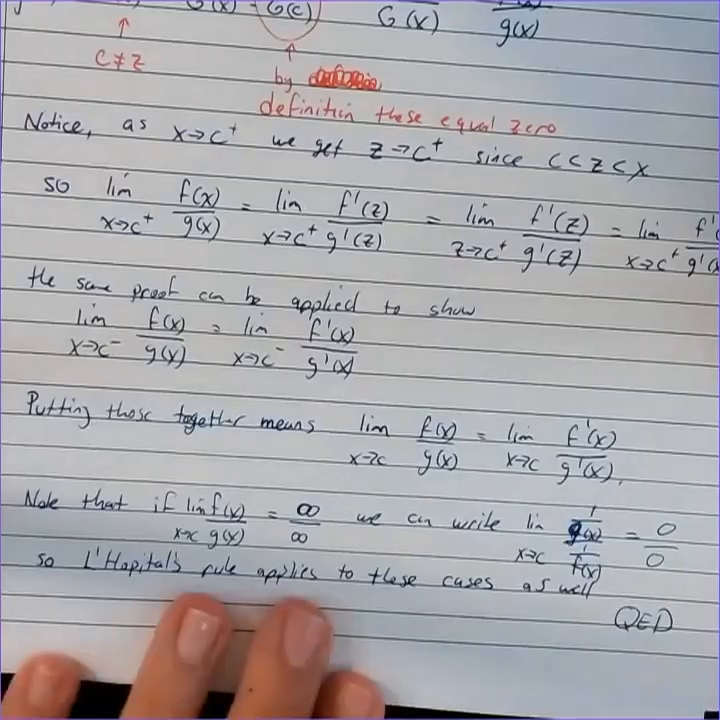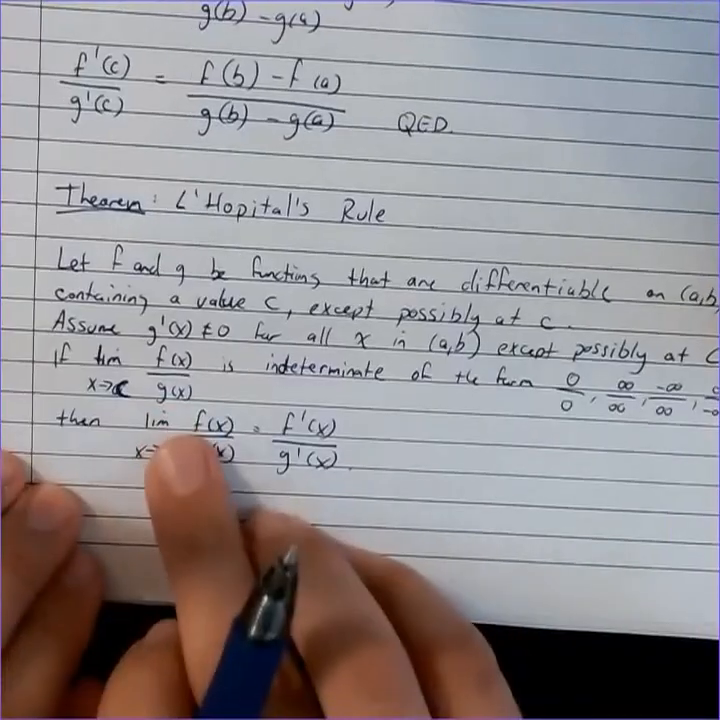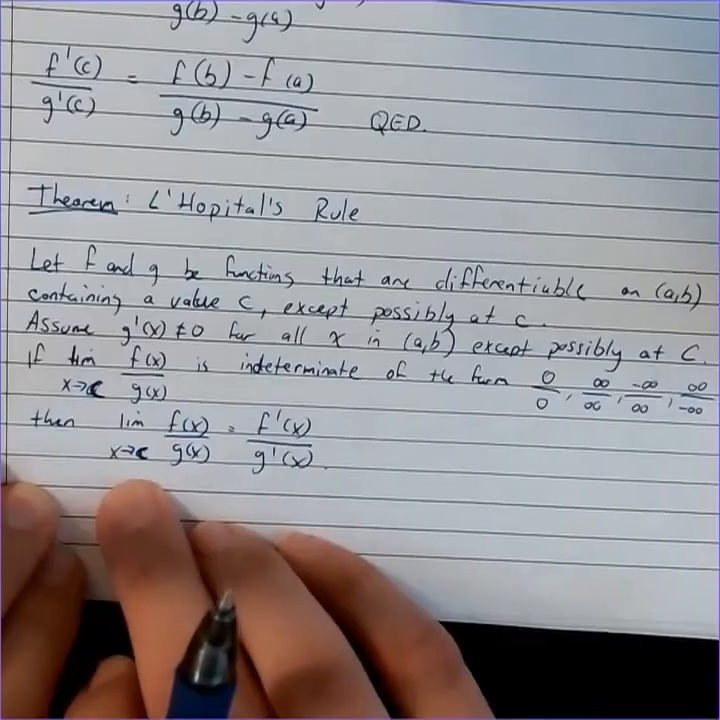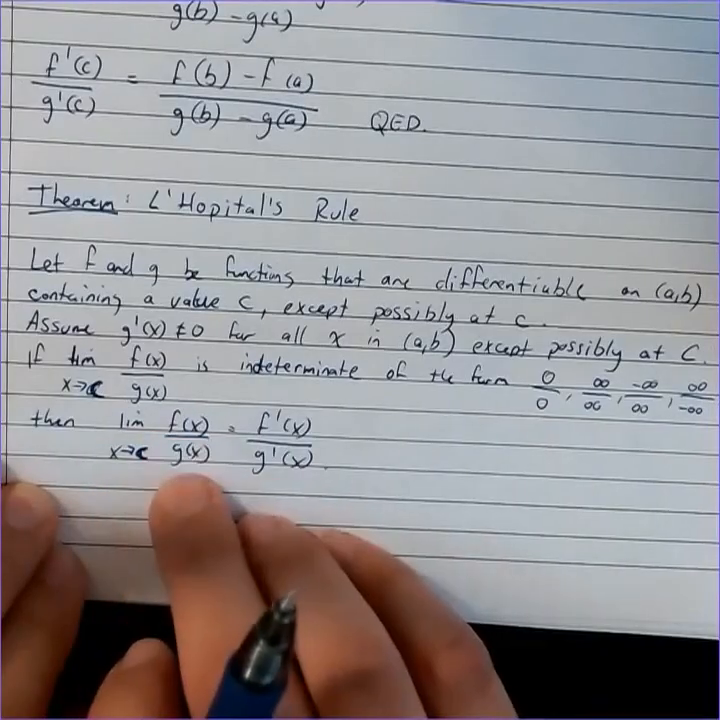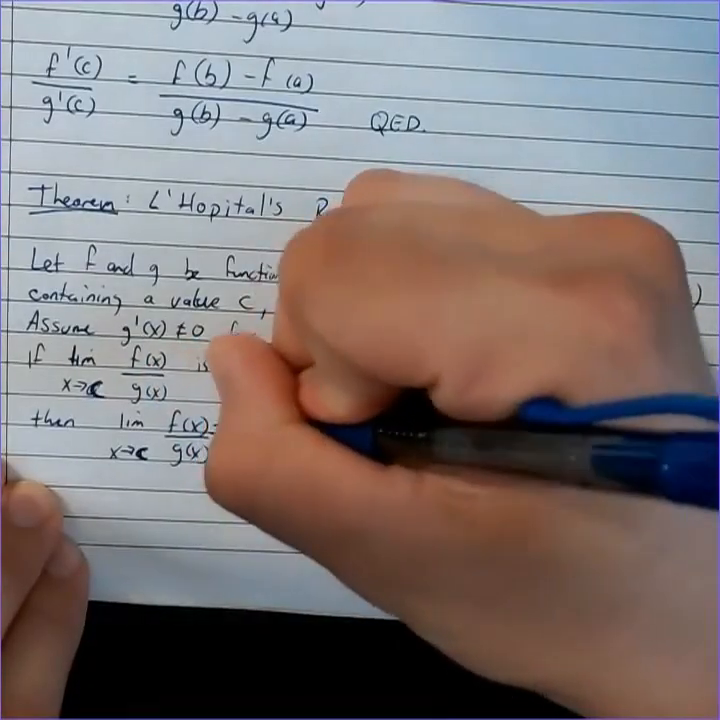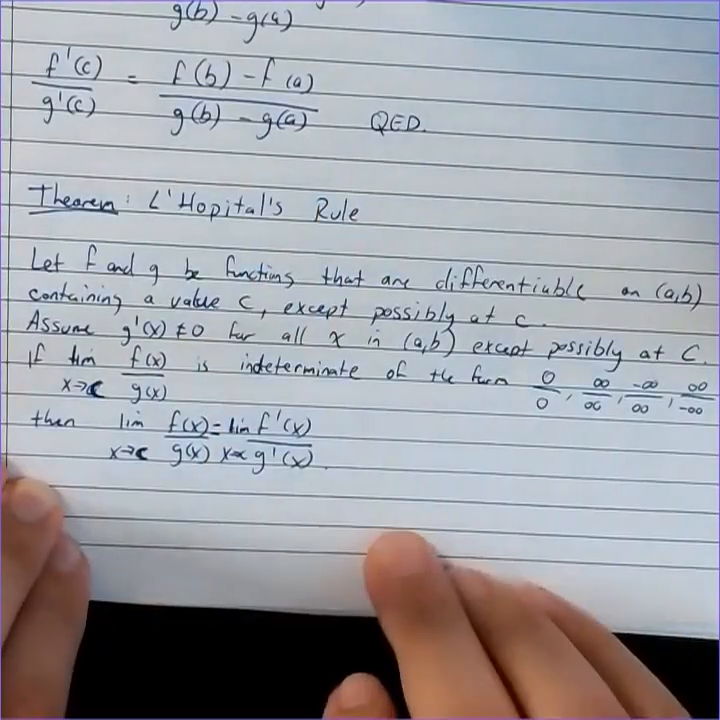Right? We showed that if you have a pair of functions that are differentiable on an interval from a to b, except maybe at some value c, assuming that the denominator's derivative is not 0, then if the limit as x approaches c of f of x over g of x is of one of these indeterminate forms, then the limit as x approaches c of f of x over g of x is equal to, and you know what, I said it and I never actually wrote it, the limit as x approaches c of f prime of x over g prime of x.